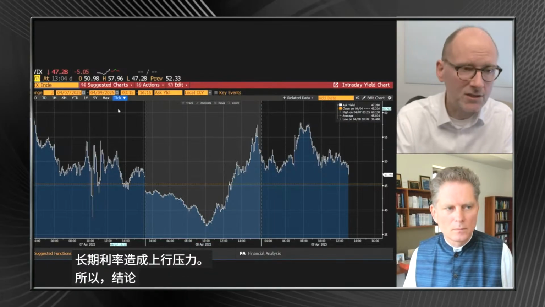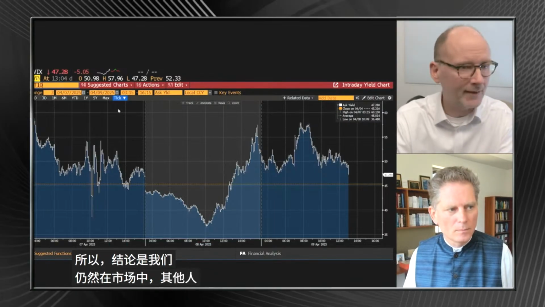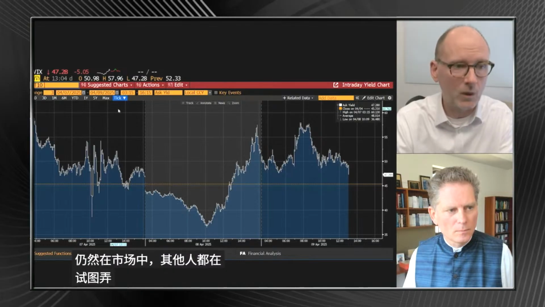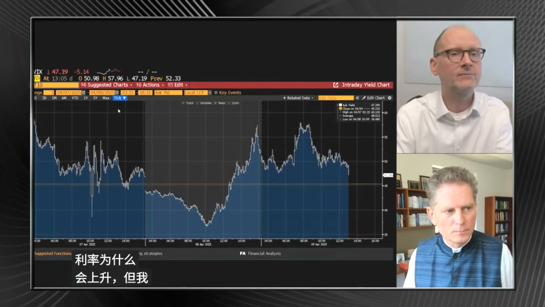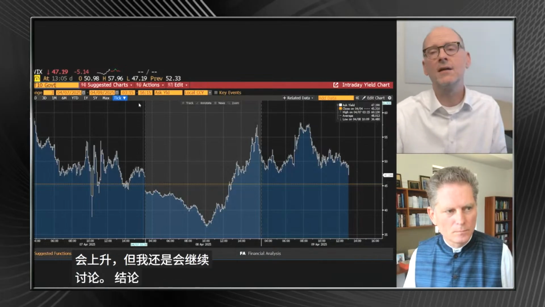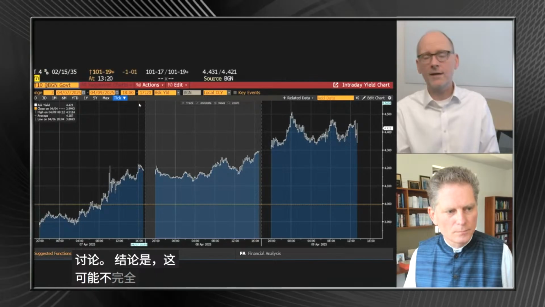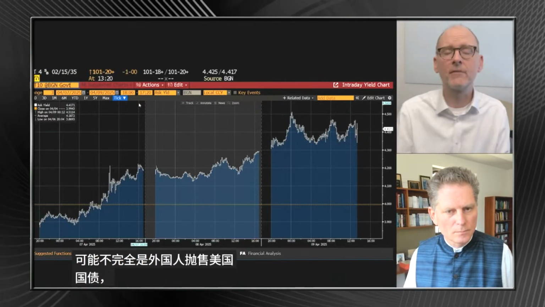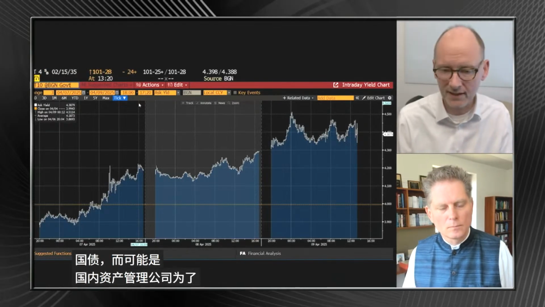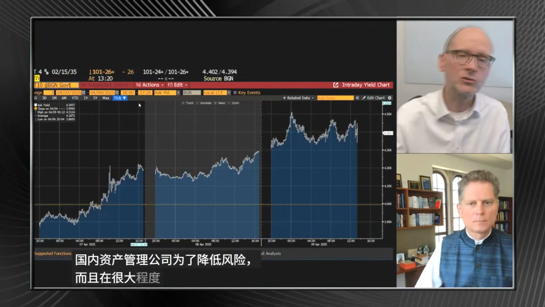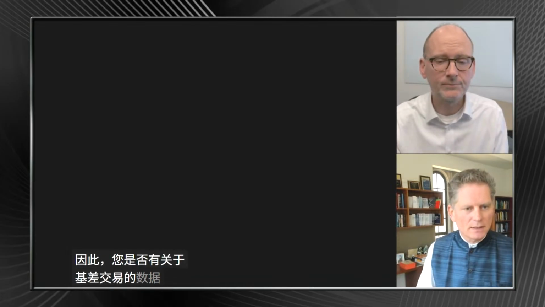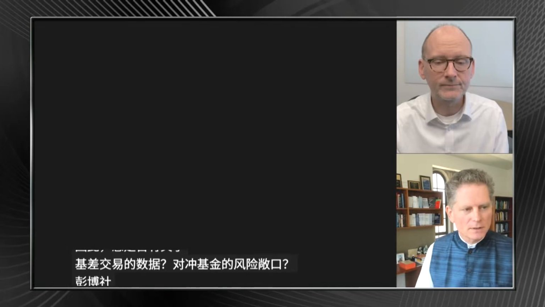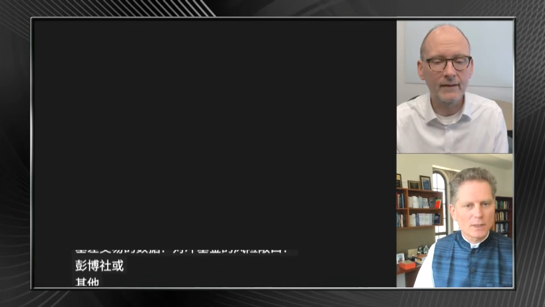So the conclusion is we are still in the market and everyone else is trying to figure out why interest rates are going up. But I would still come to the conclusion that it is probably not quite foreigners selling US Treasuries. It's probably more risk reduction among domestic asset managers, and it is probably also to a significant degree an unwind of the basis trade. So with that, do you have any data on the basis trade, the exposure of the hedge funds? Is there any data on Bloomberg or anywhere else?